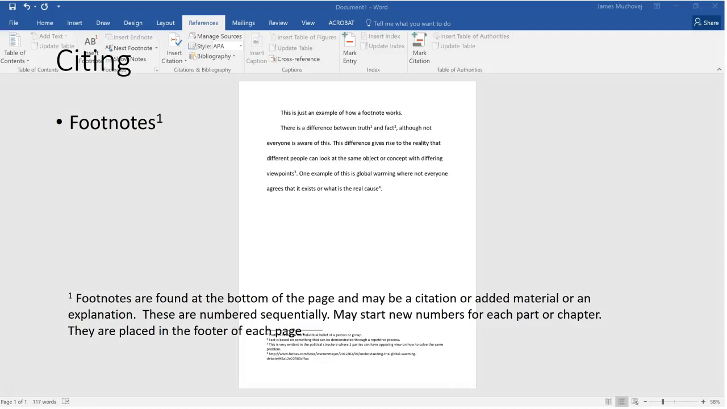Here it says this is an example of how a footnote works. There is a difference between truth and fact, although not everyone is aware of this. The difference gives rise to the reality that different people can look at the same object or concept with differing viewpoints. One example of this is global warming, where not everyone agrees that it exists or what is the real cause. Down here, the definition of truth in here is truth is based on the individual beliefs of a person. Fact is based on something that can be demonstrated through repetitive process. Where differing viewpoints, this is very evident in the political structure where 2 parties have opposing views on how to solve the same problem. And then down here, real cause, this comes out of Forbes.com, which cites Warren Meyer, global warming debate. There is your URL that you can go and you can take a look at it.